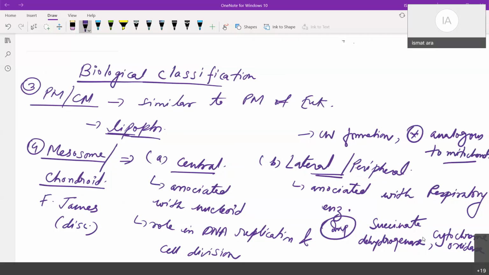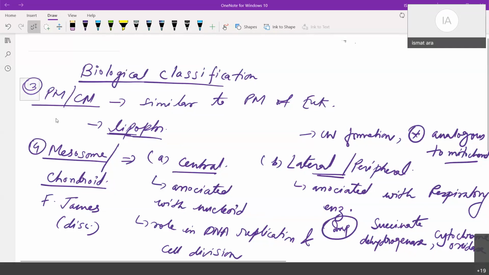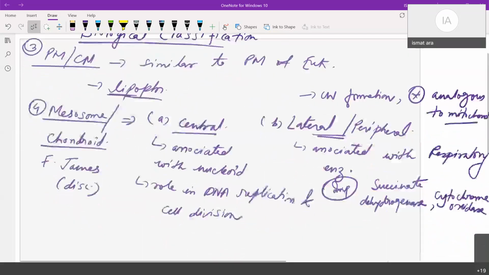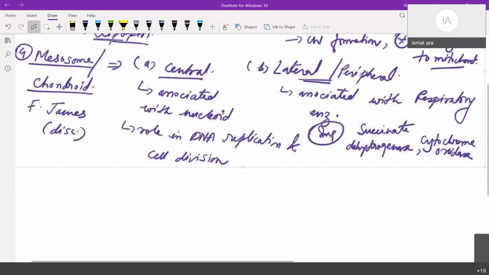So this is about mesosomes. Students, any doubt in mesosome? Any one of you?